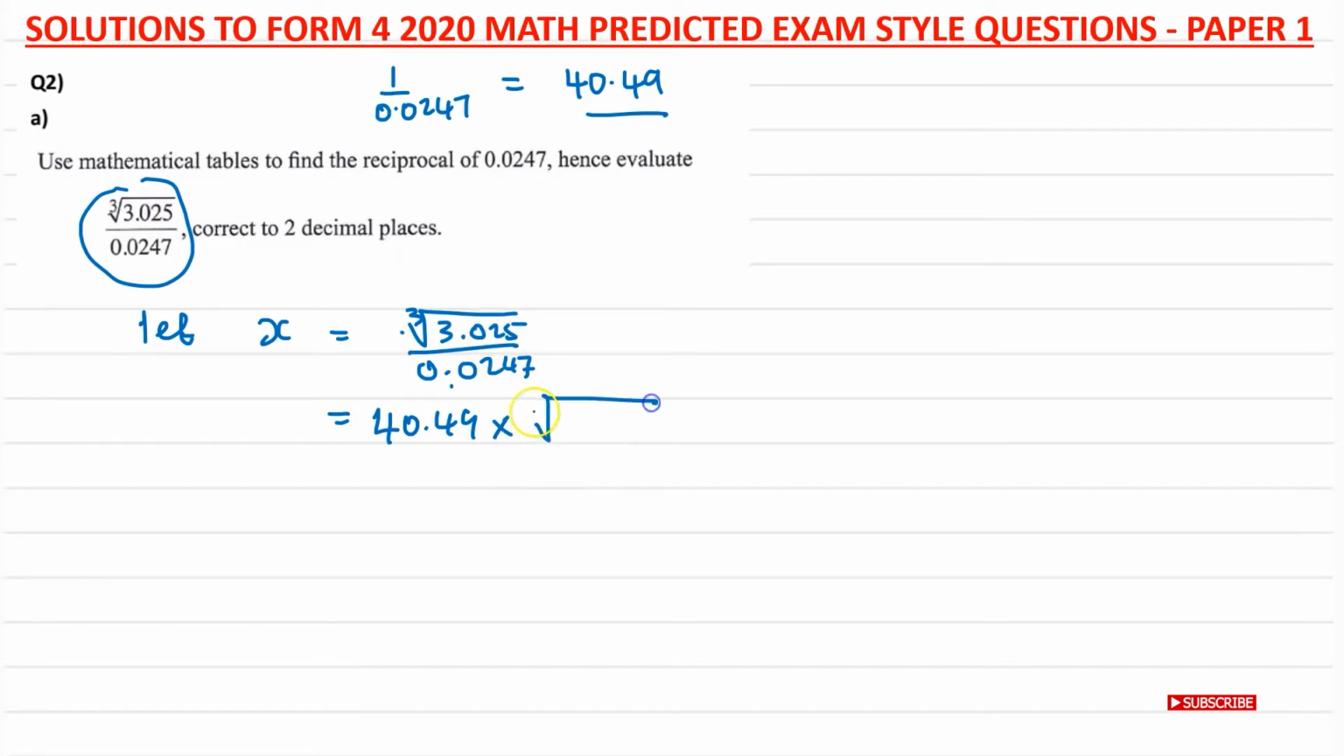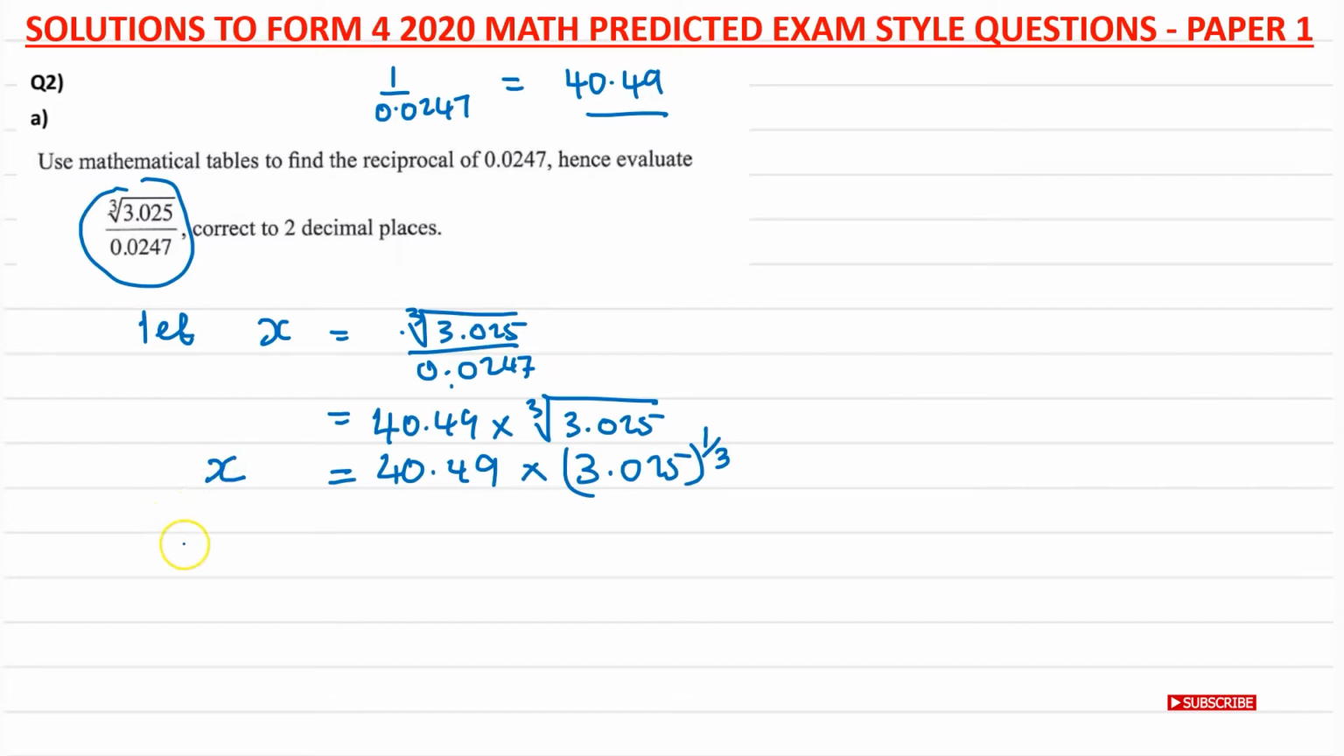So I'll just go ahead and write it first, 3.025. Now we know we can write that as 40.49 times 3.025. It's a cube root, so we can have as a fractional power. So 1 over 3. Anything to the power of 1 over 3, it means the cube root of that number. So we still have our x here.